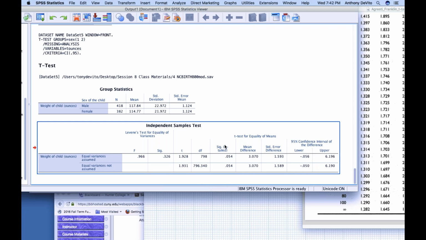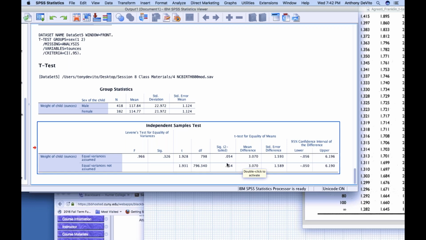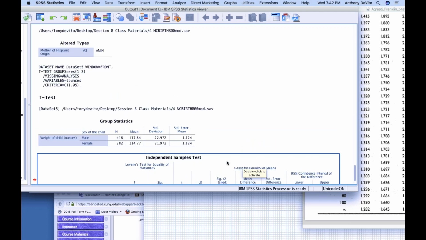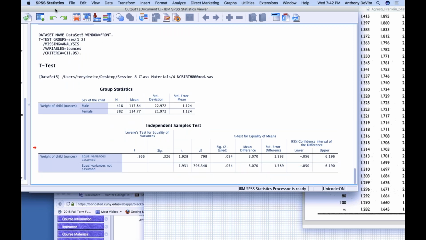So there you go. We technically failed to reject the null hypothesis, even though it really looks like we came really close. In other words, you would probably still publish this, but you would just indicate that the difference between your means suggested a p-value of 0.054, right? Instead of just saying you reject the null hypothesis. Okay, so that's what happens in that case.